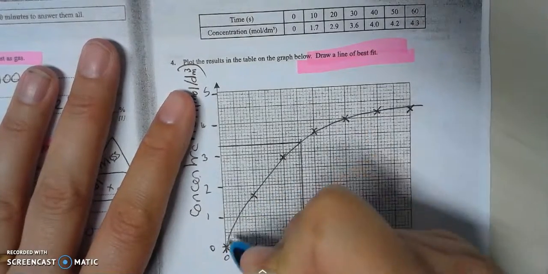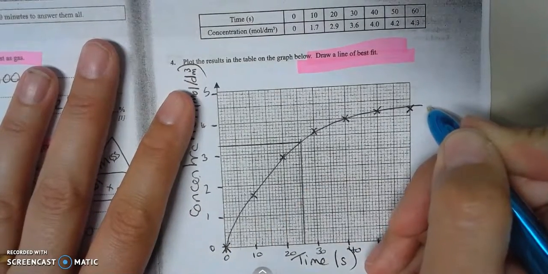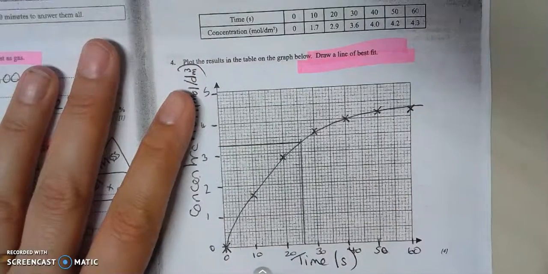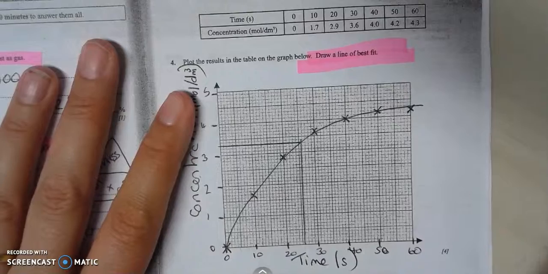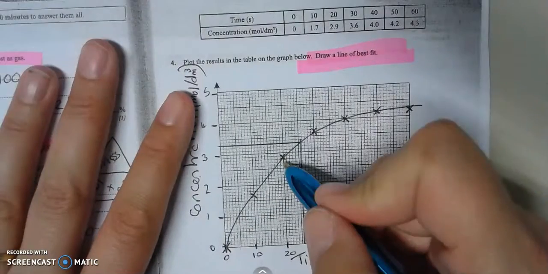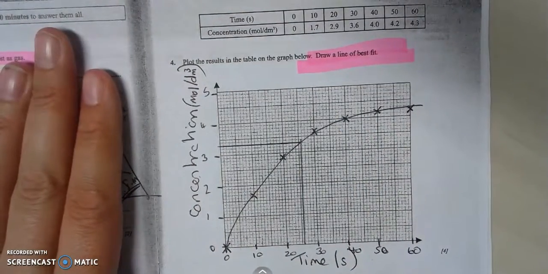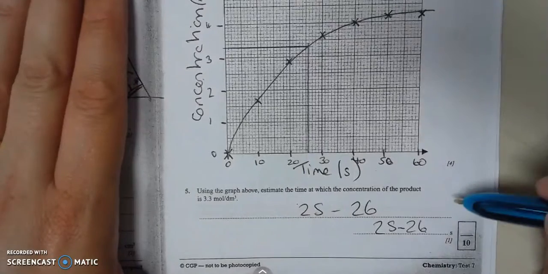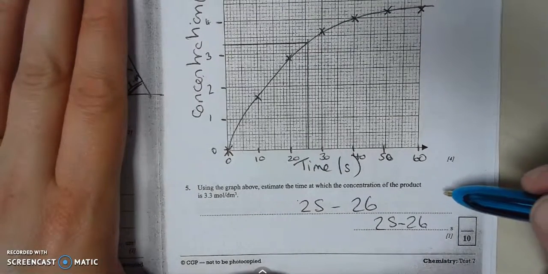And then literally I just put my pen down and I go for it and just draw one smooth curve. Don't worry if you make a mistake, because as long as it's one smooth curve and you've gone through most of the points, that'll be fine. If you start going, oh no, I've done that wrong, and going over it again, you'll lose your marks. One smooth curve.